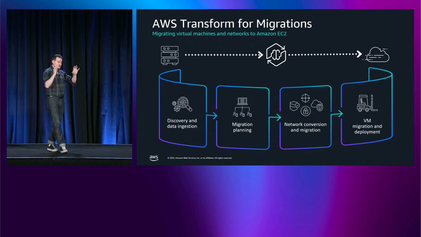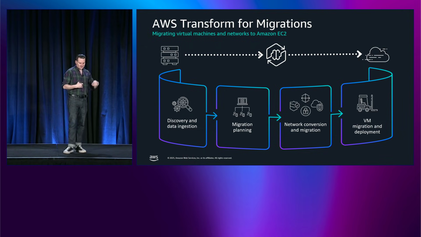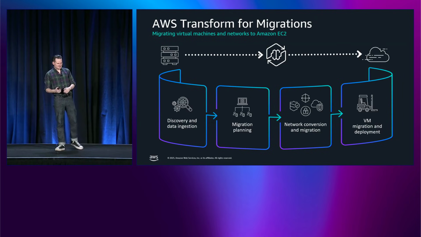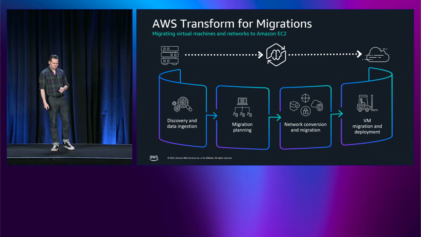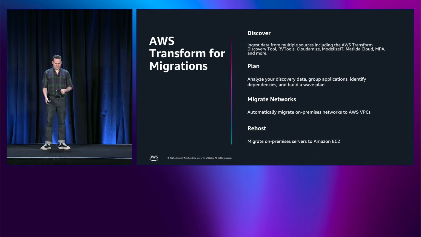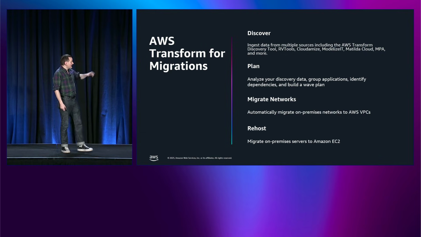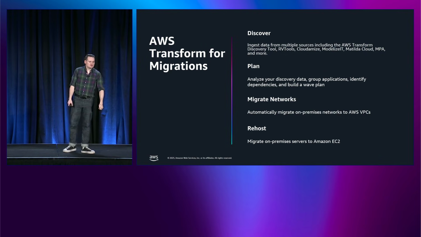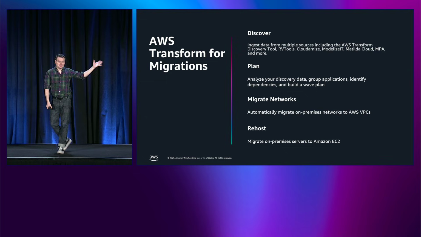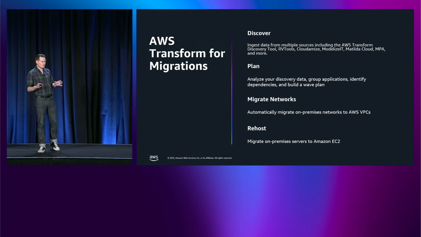that you start off with discovery, taking the on-premises data, you go through migration planning, and as the focus of this talk is migration planning, I won't get super detailed into the later steps, but network migration, so you can take your on-premises networks and move them to AWS, and ultimately execute your migration. So this is a bit more of a detailed explanation of what each step does of the AWS Transform for migrations capabilities.